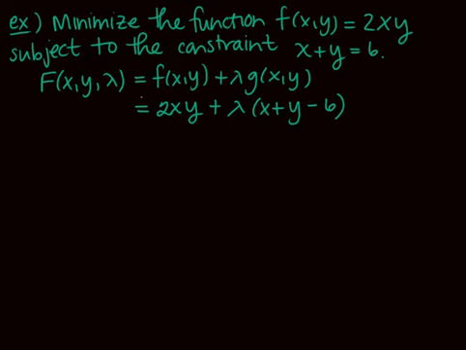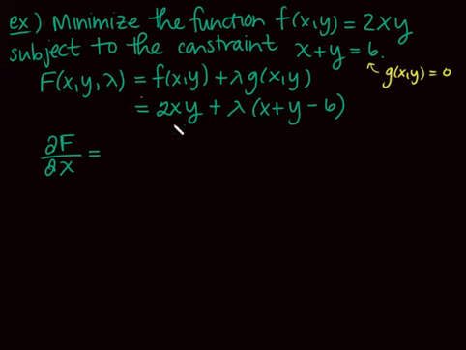Okay, so remember in our last problem, we had g of x, y, and the theorem was equal to 0. So this is why I get the x plus y minus 6. Okay, and let's start taking some partials. So again, I'm going to tell my reader what I am taking the partial of. So let's take the partial of this with respect to x.